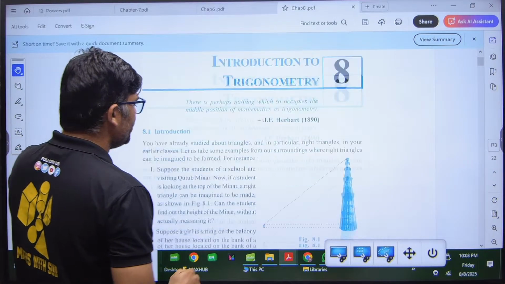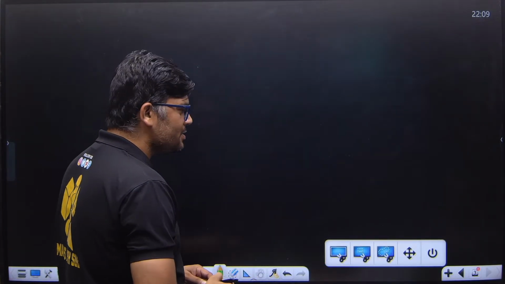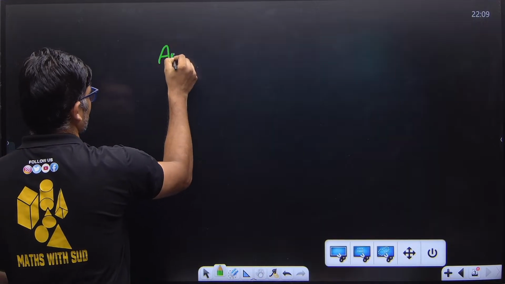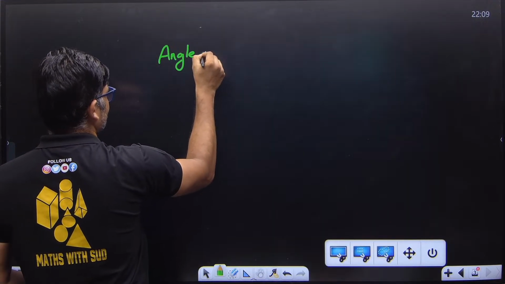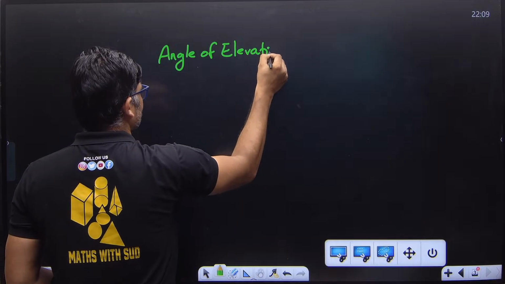So introduction to trigonometry, the first part. Angle of elevation.